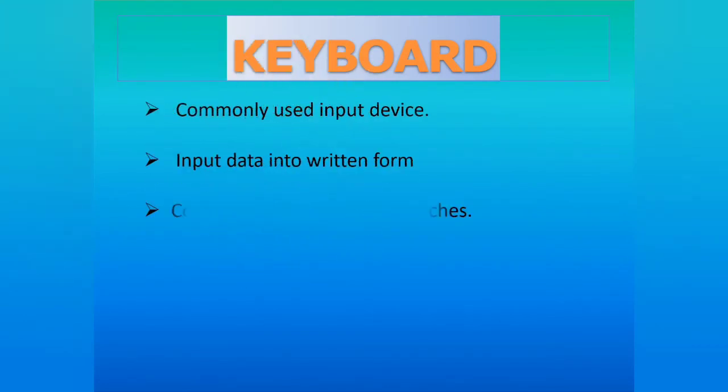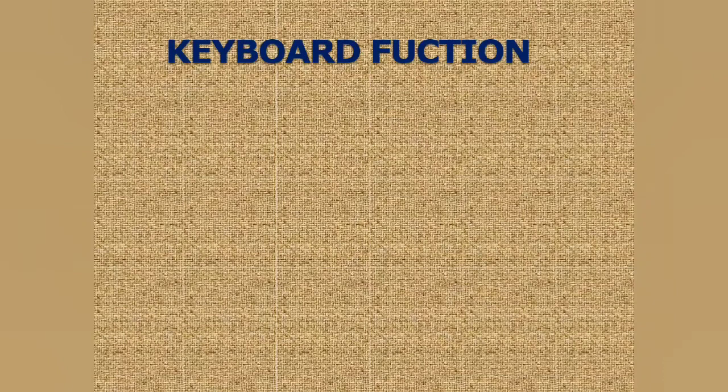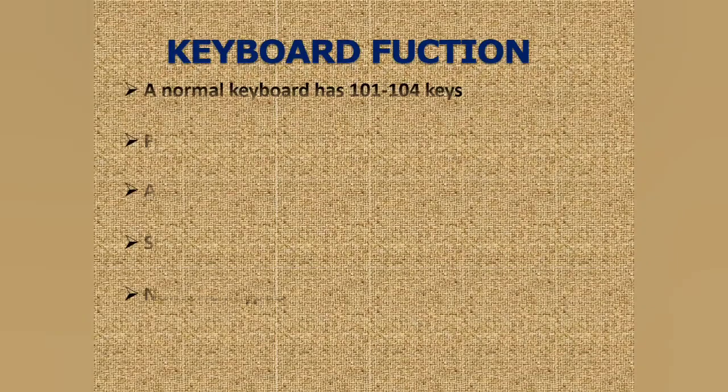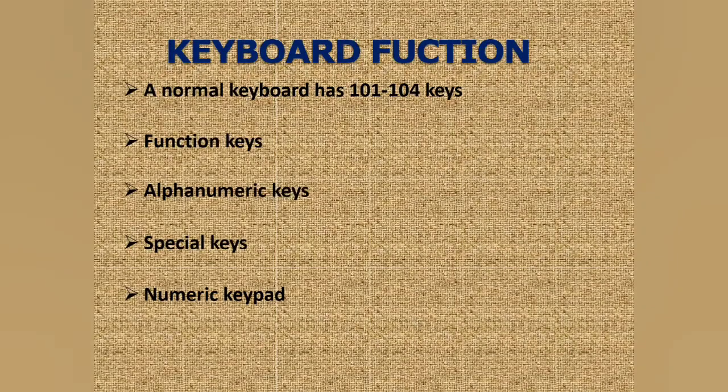First one is the keyboard. It is the most commonly used input device. It is used to input data in written form. A keyboard is merely a collection of momentary switches, which means lasting for a very short time. So, according to the usage of the keyboard, it works. Now we'll see the types of keyboard. Keyboard is classified into two types: one is the normal keyboard and another one is the multimedia keyboard.